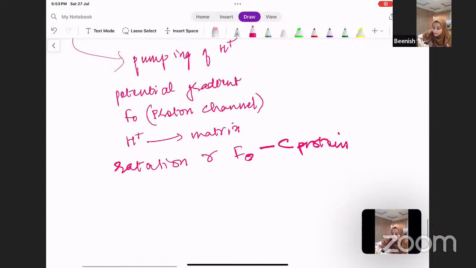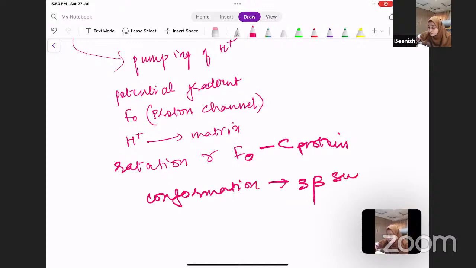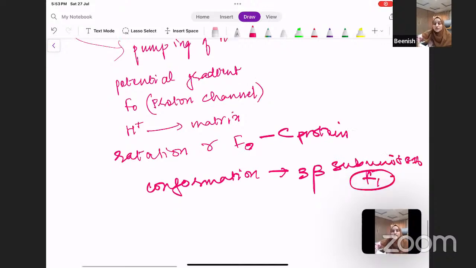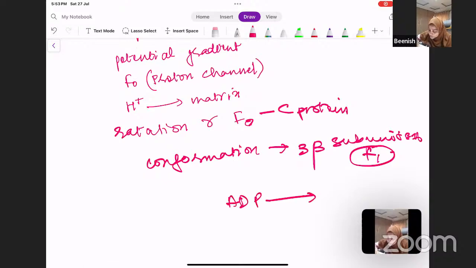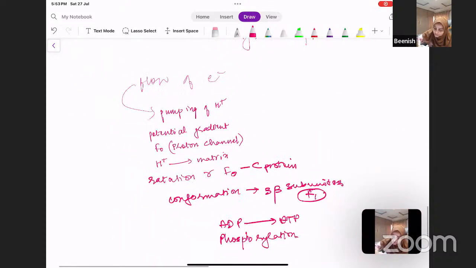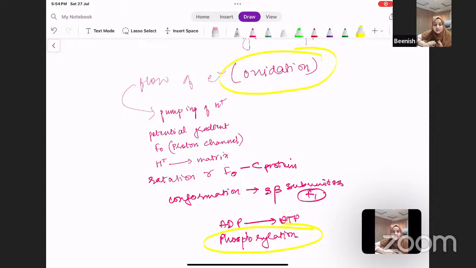And because of the rotation, what happened? Conformational changes occurred in the three beta subunits of F1. And because of these conformational changes, your ADP was converted into ATP, and this is known as phosphorylation. And here this flow of electrons was known as oxidation. So you see how your oxidation is coupled with phosphorylation, and this is what is known as oxidative phosphorylation.